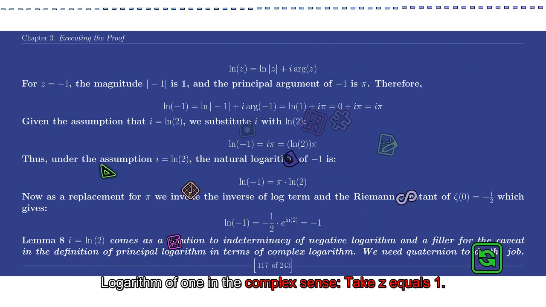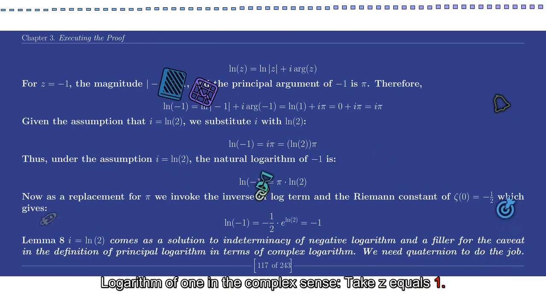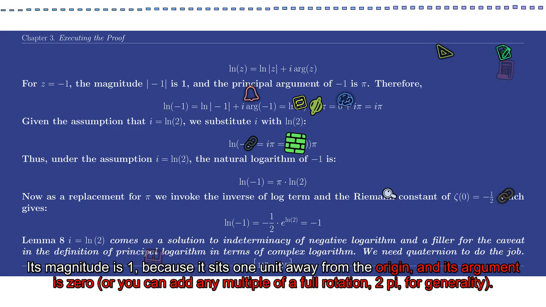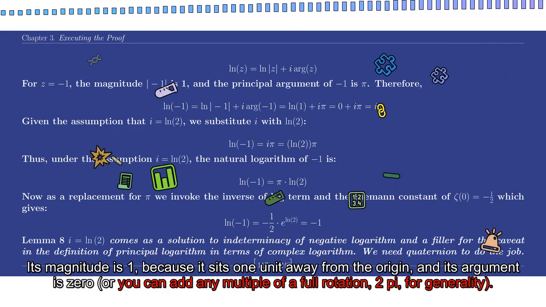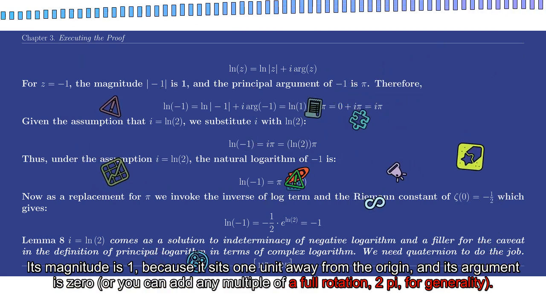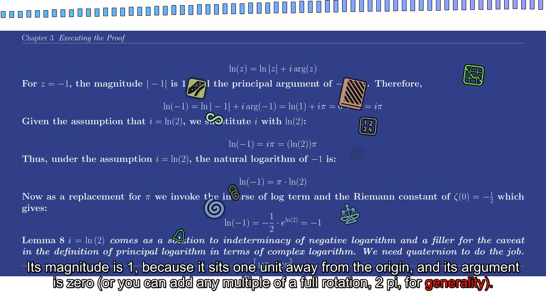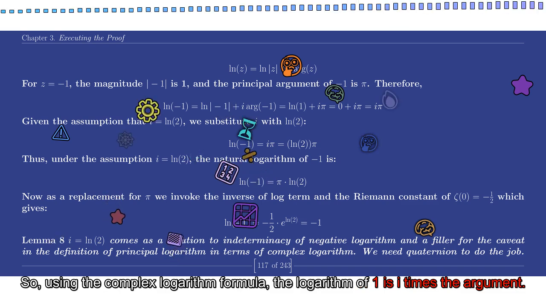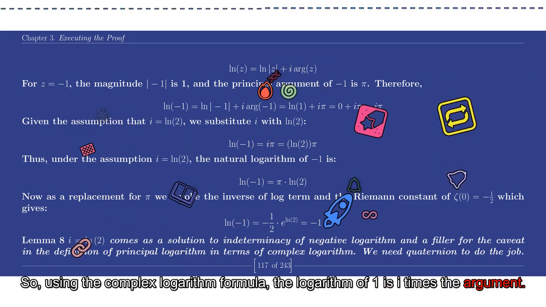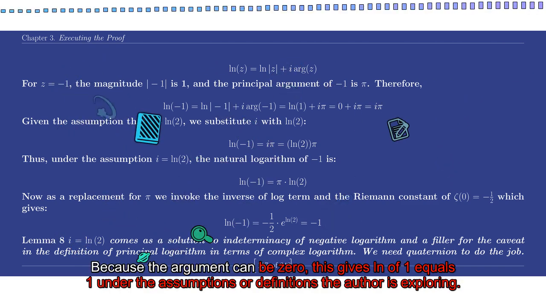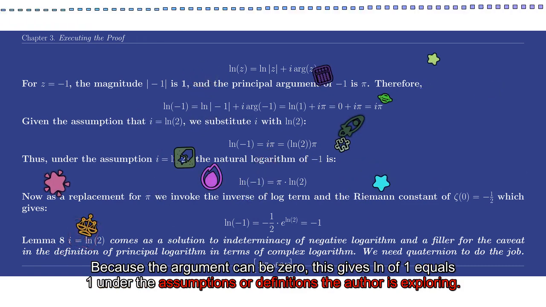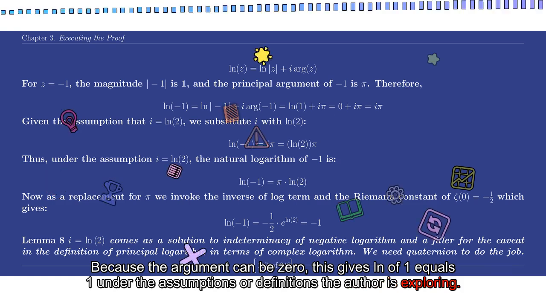Logarithm of 1 in the complex sense: take z equals 1. Its magnitude is 1 because it sits 1 unit away from the origin, and its argument is 0, or you can add any multiple of a full rotation, 2 pi, for generality. So, using the complex logarithm formula, the logarithm of 1 is i times the argument, because the argument can be 0. This gives ln of 1 equals 1 under the assumptions or definitions the author is exploring.